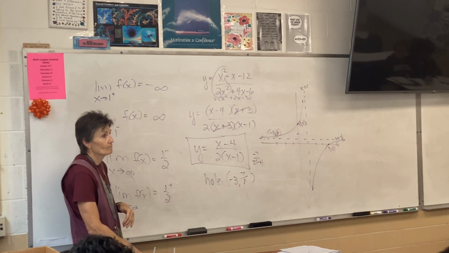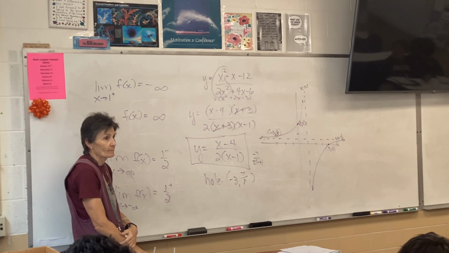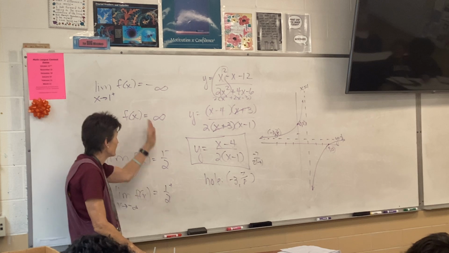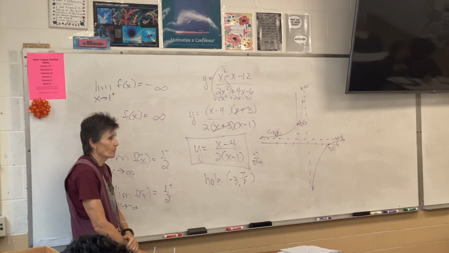So we have to put a positive and negative. That's a good description right there of what's happening at the asymptote.